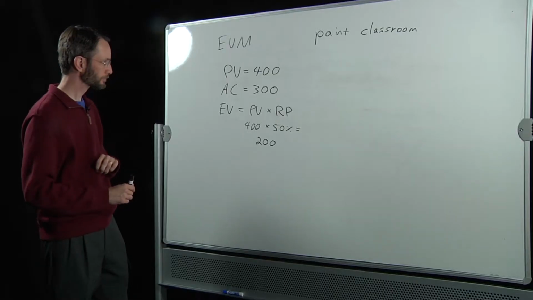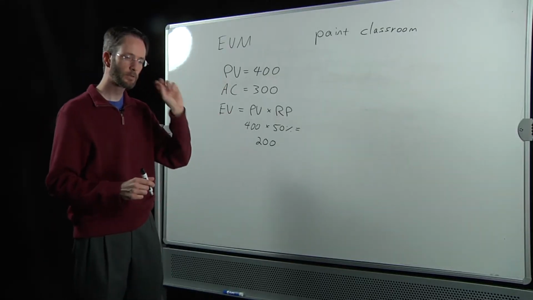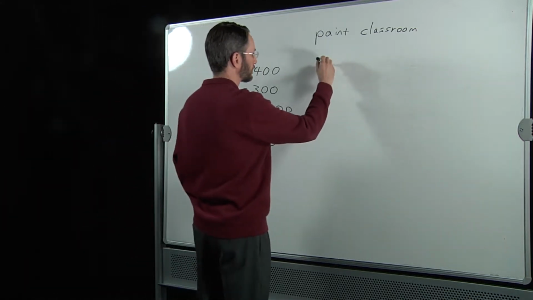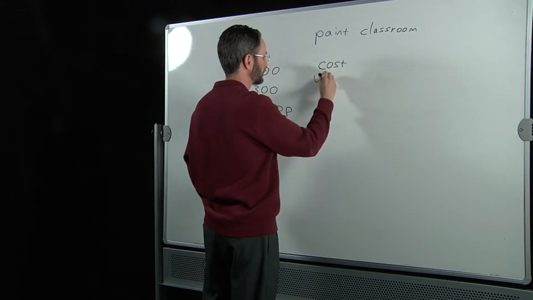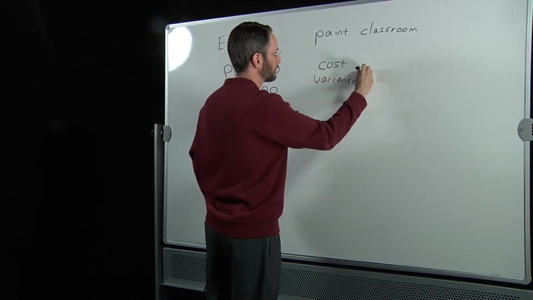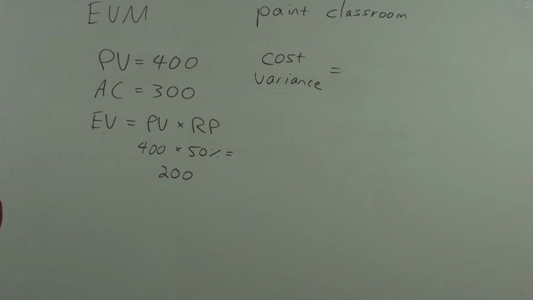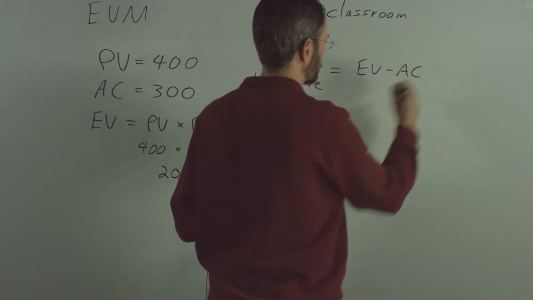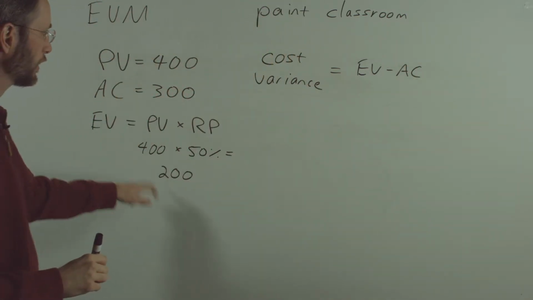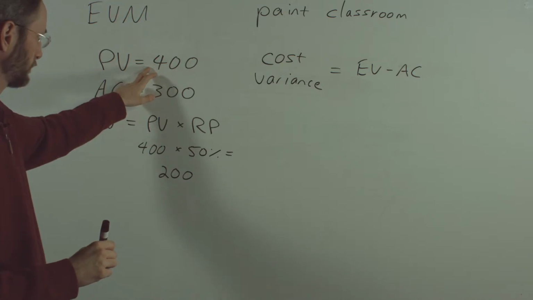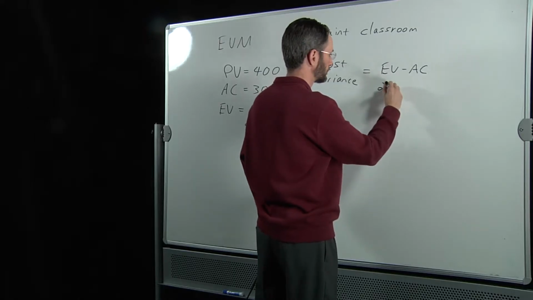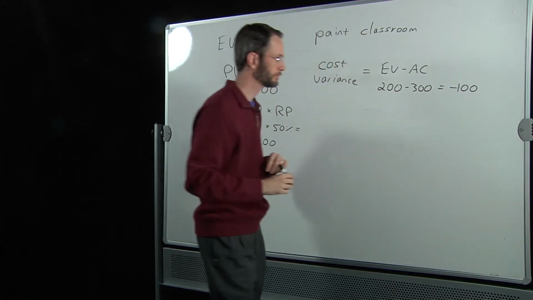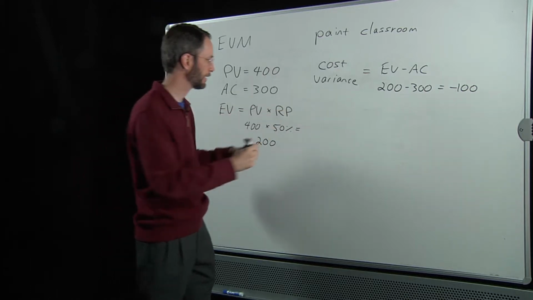Okay? Now, back to our two questions. Are we on schedule? Are we on budget? Cost variance, to answer the cost question, is earned value minus actual cost. So we take 200 minus 300. Negative 100 is our cost variance so far. We'll come back to that in a second.